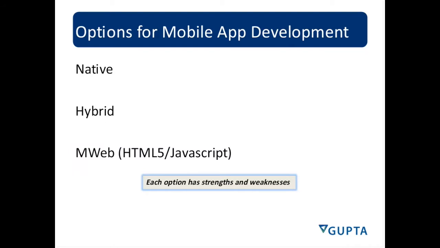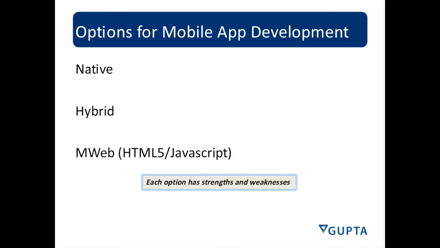So in building these enterprise apps, there are three types of development tool options. The first one is native, where you develop with device-specific tool sets. A hybrid, the second one listed there, is using a tool like PhoneGap, for example, to transform an HTML5-based app into an app that can be distributed as a native application. And then the third one is often referred to as MWeb, but is basically mobile web application development.